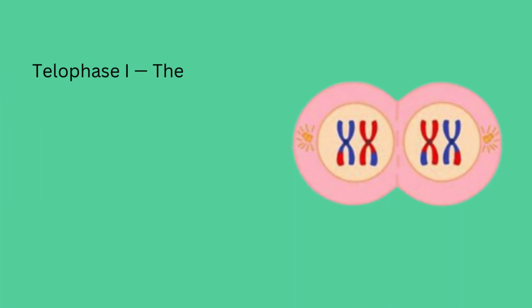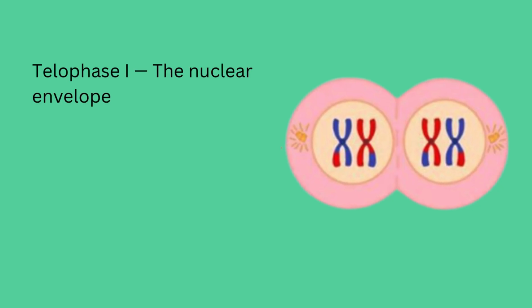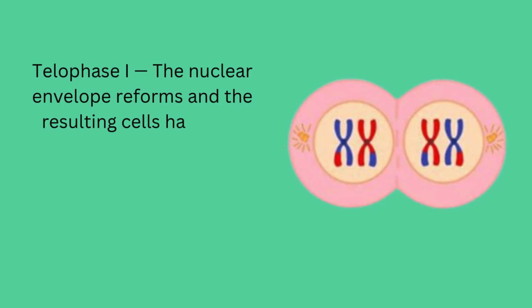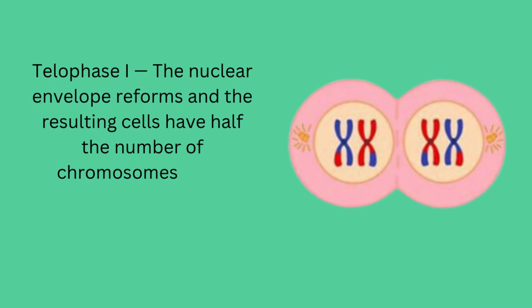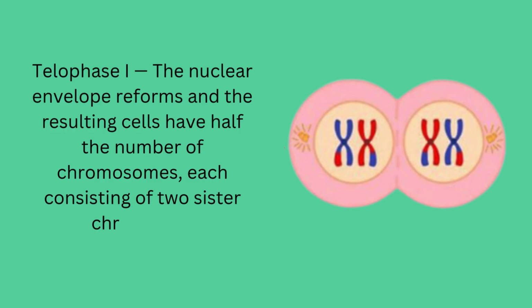Finally, in telophase I, the chromosomes arrive at the opposite poles of the cell. The nuclear envelope reforms and the resulting cells have half the number of chromosomes, each consisting of two sister chromatids. Cytokinesis usually occurs at the same time as telophase I, forming two haploid daughter cells.